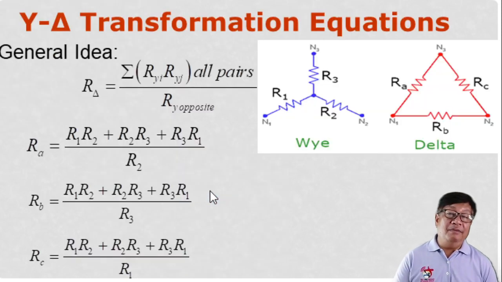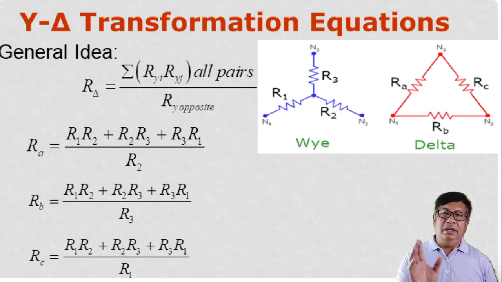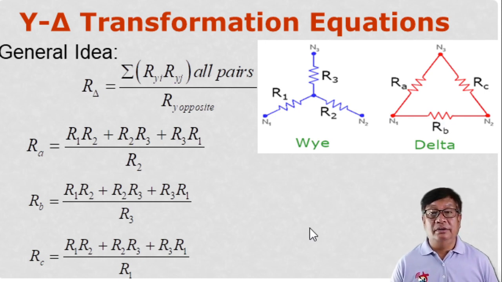So next we have this Y to delta. From the circuit given in Y, we transform it to delta. So we have this one, no? Our Y here has R1, R2, and R3. Your delta here has A, B, and C, respectively, for the delta connection.